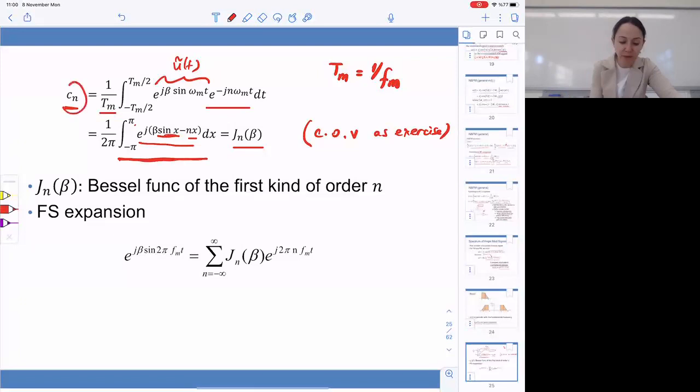So now that we found the Fourier series coefficients, we can represent our complex envelope as a Fourier series, where the coefficients are Jn's and n goes from minus infinity to infinity. Okay.